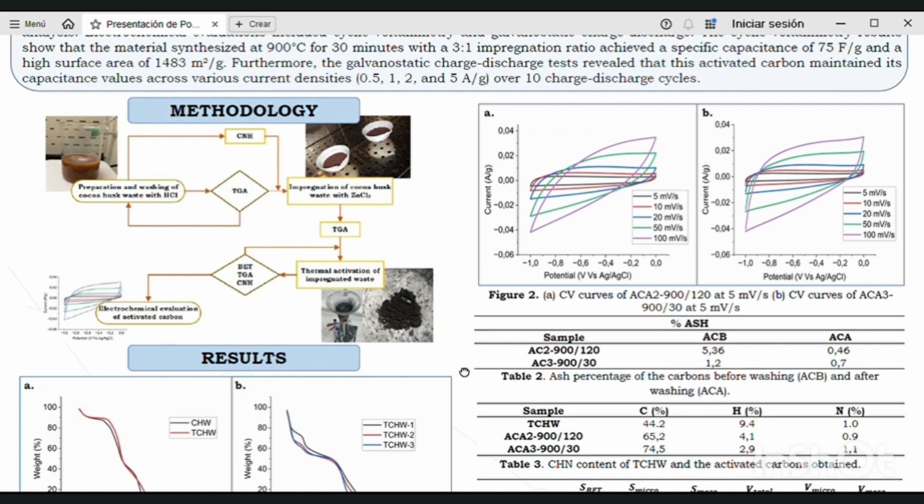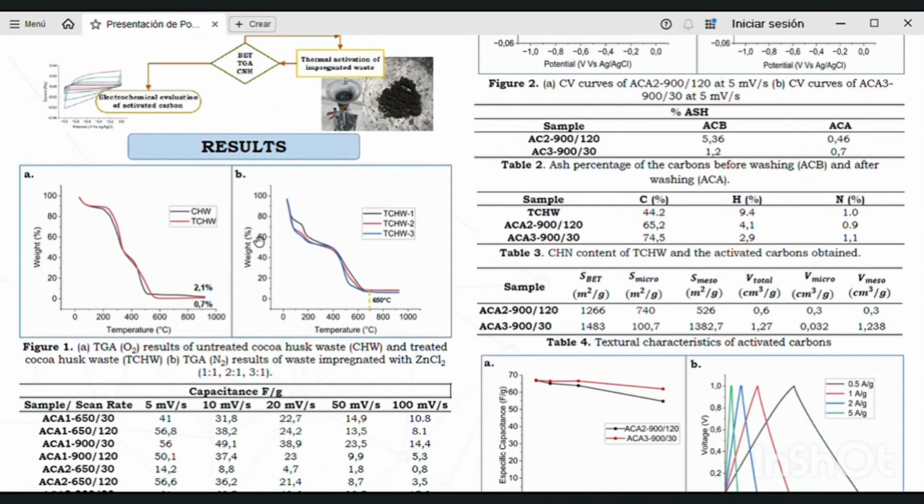About the results, in Figure 1a, a thermogravimetric analysis was conducted on cocoa husk waste before and after washing with hydrochloric acid, revealing that this washing process lowered the ash content in the sample. This is significant because high ash content can reduce the material's storage capacity.